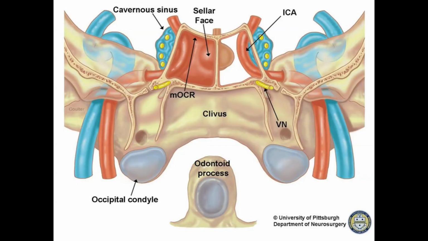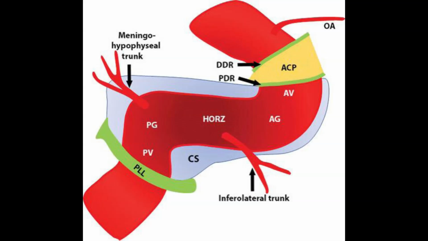Within the cavernous sinus, the internal carotid artery gives rise to 2 major branches. They are the meningohypophyseal trunk and infralateral trunk. The meningohypophyseal trunk arises from the posterior genu and supplies the pituitary gland, tentorium, and dura overlying the clivus.